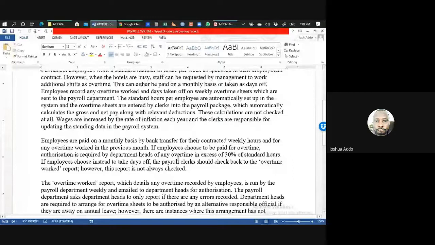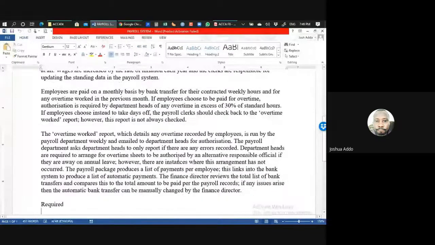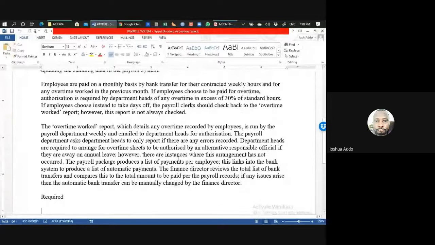The standard hours per employee are automatically set up in the system, and the overtime sheets are entered by clerks into the payroll package, which automatically calculates the gross and net pay along with the relevant deductions. These calculations are not checked at all. Wages are increased by the rate of inflation each year, and the clerks are responsible for updating the standing data in the payroll system. Employees are paid on a monthly basis by bank transfer for their contracted weekly hours and for any overtime worked in the previous month.